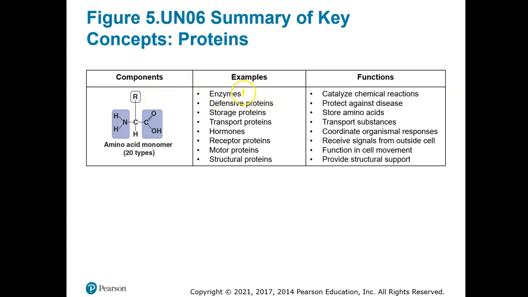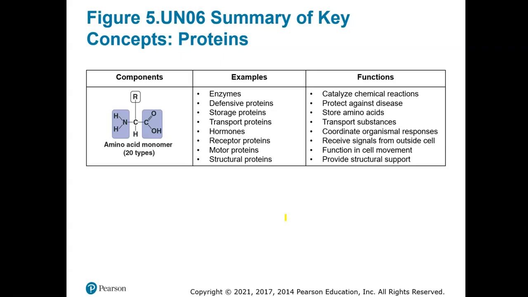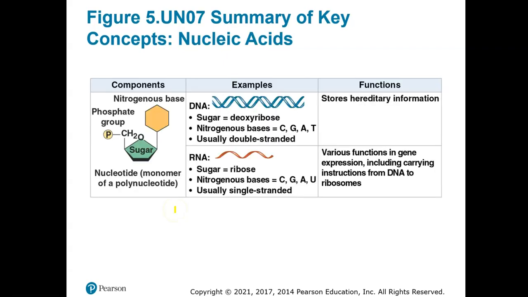Examples of proteins are enzymes, defensive proteins like antibodies, storage proteins, transport proteins like hemoglobin, and channel proteins in the plasma membrane. Hormones like insulin, receptor proteins in the plasma membrane. Motor proteins such as actin and myosin for muscle contraction, and structural proteins such as collagen. Many, many examples of proteins. So the monomers of proteins are amino acids and the polymers are called polypeptides.